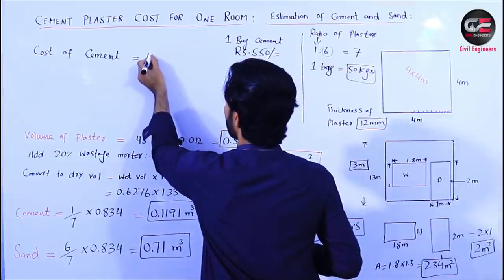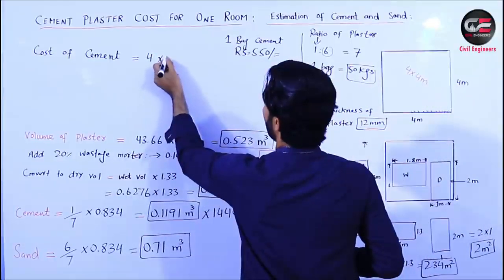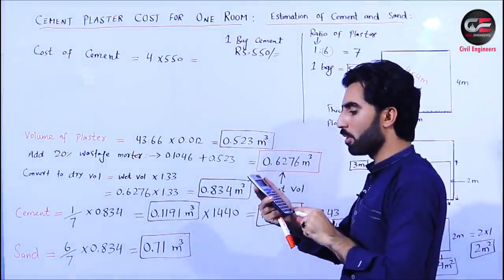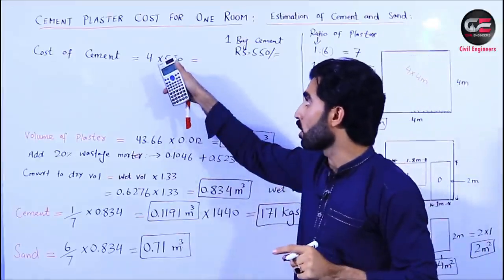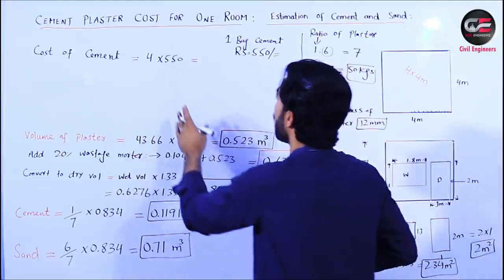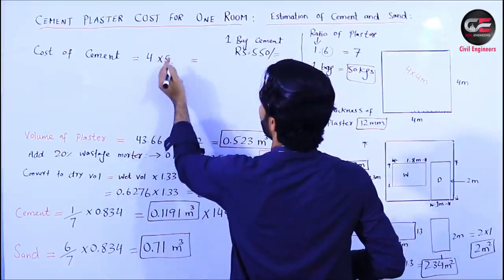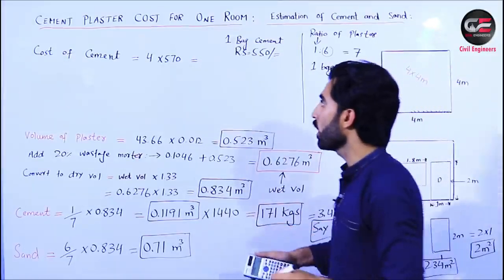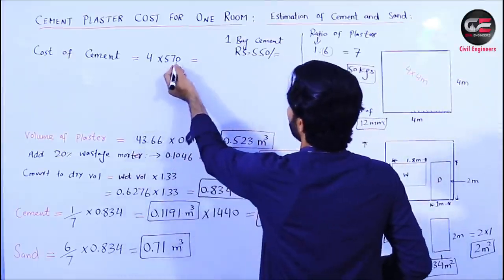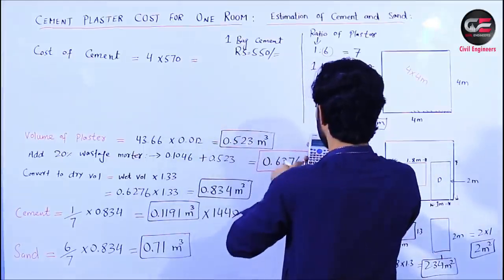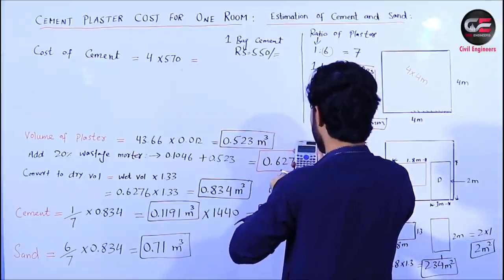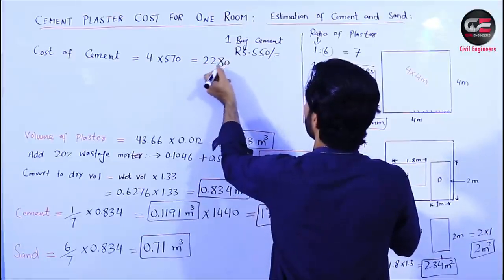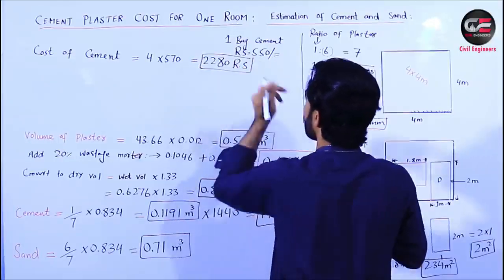So cost of cement: 4 numbers of bags required, and per bag cost is 550 rupees. So 4 multiply 550 rupees per bag. Also when you bring it to the home or construction site, it becomes 570 rupees. 20 rupees is the cost of carriage to construction site here in our city. So 4 multiply 570 rupees, so 2280 rupees. This is the cost of cement.